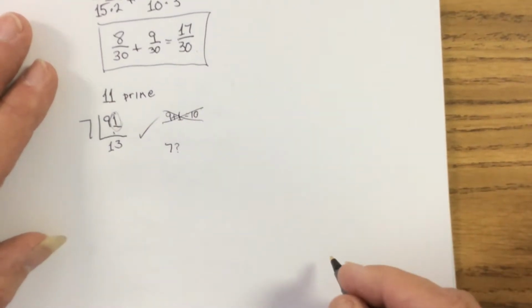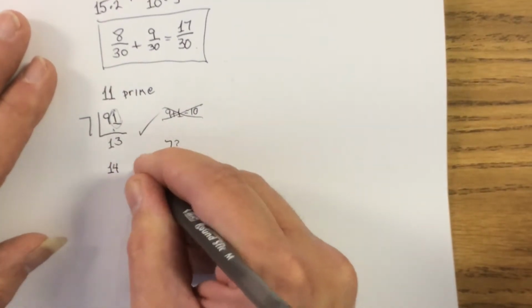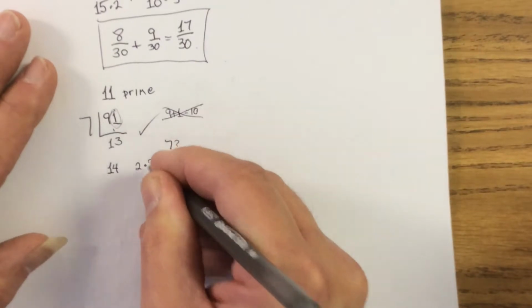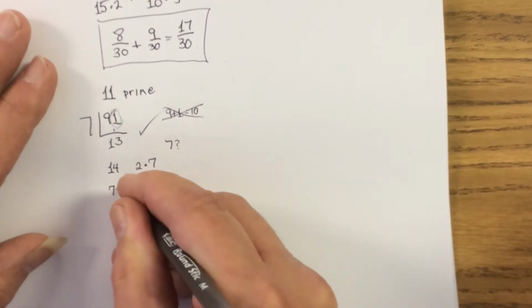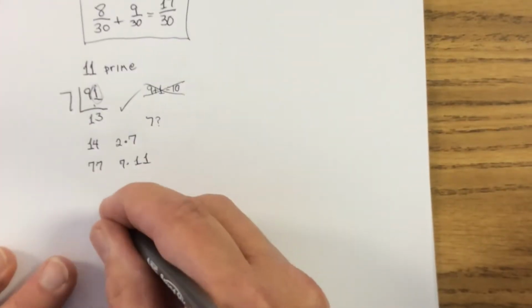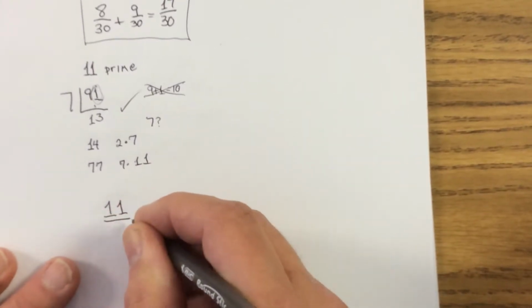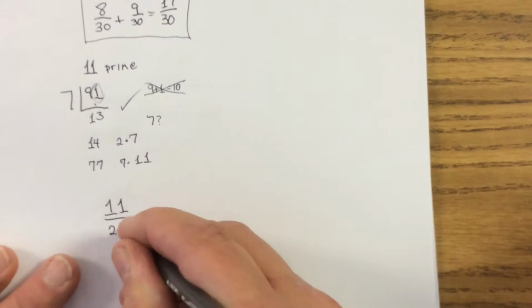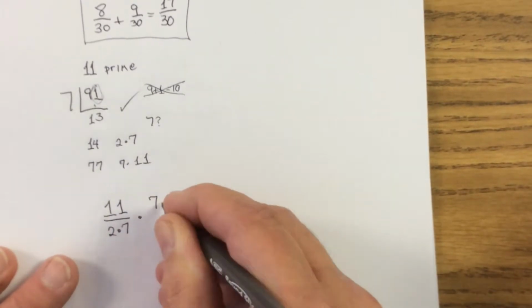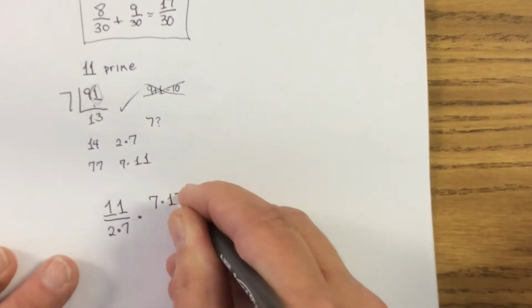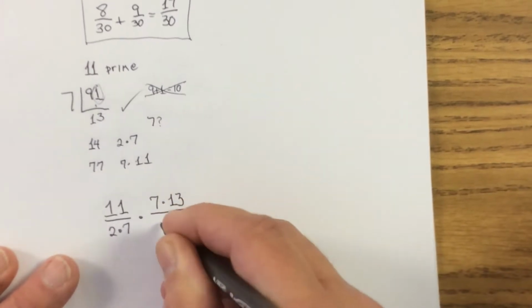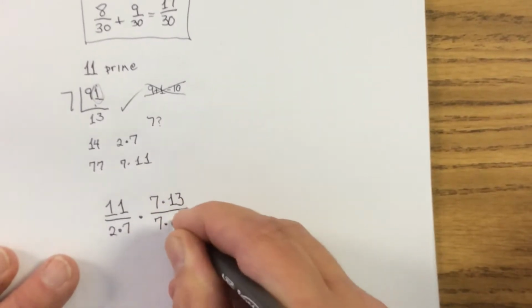14, easy to factor. It's 2 times 7. And 77, also easy to factor. It's 7 times 11. 11 over 2 times 7 times 7 times 13 over 7 times 11.